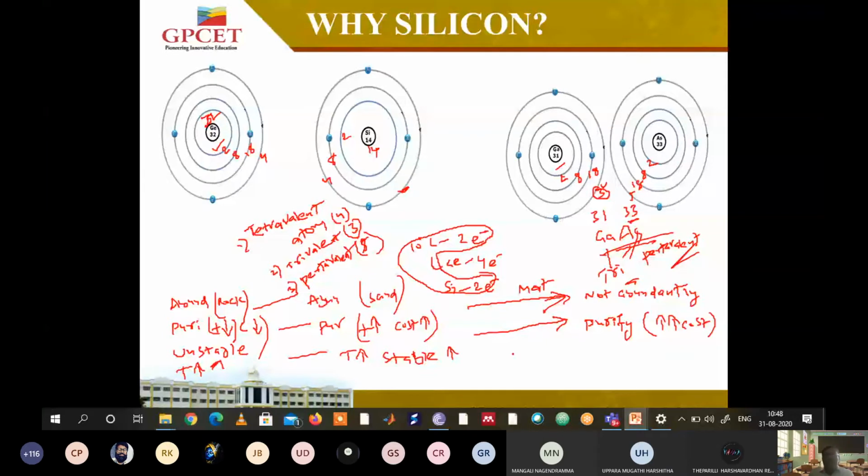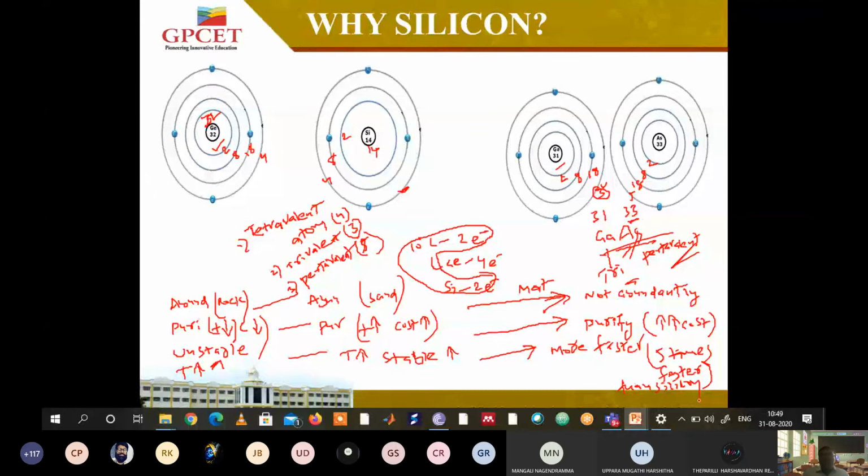The only advantage of gallium arsenide is that it is faster than germanium and silicon. How many times faster? It is 5 times faster than silicon. So that is why gallium arsenide is preferred over silicon, even though its purification cost is high, and even though the material is not abundantly available on our surface, so we need to import it from other countries.